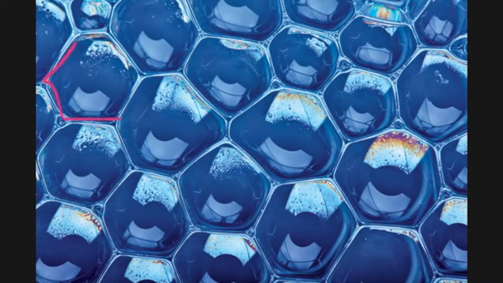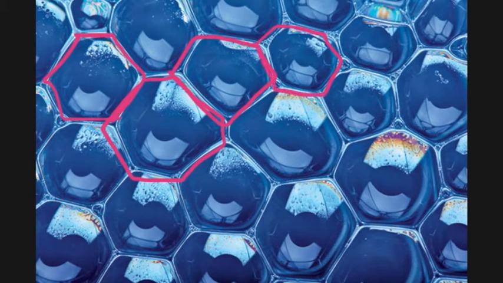1, 2, 3, 4, 5, 6. 1, 2, 3, 4, 5, 6, 7. A heptagon. 1, 2, 3, 4, 5. A pentagon. 1, 2, 3, 4, 5, 6, a hexagon. 1, 2, 3, 4, 5, 6, a hexagon.